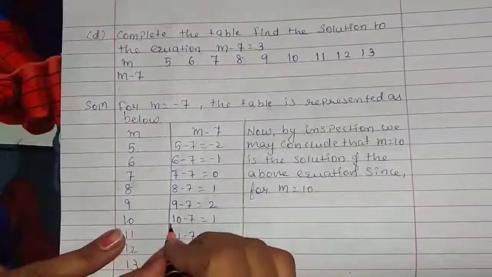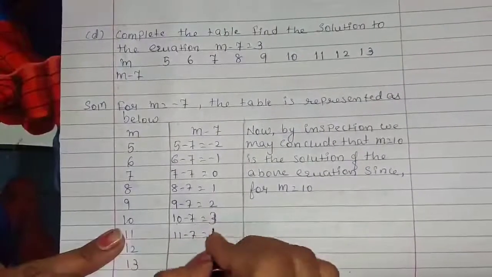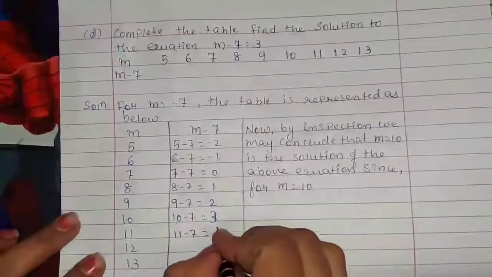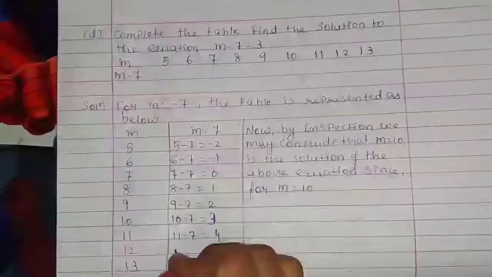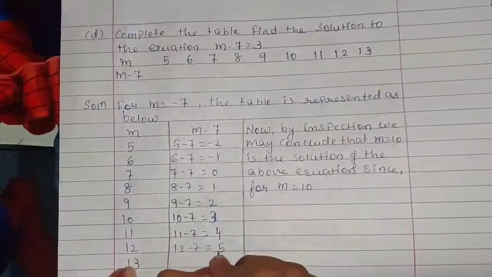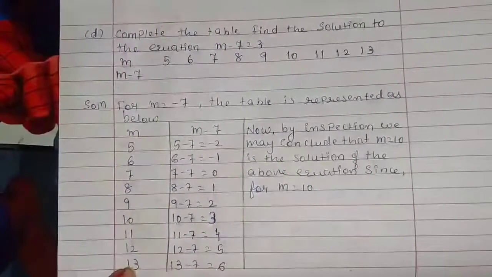If we take m equals 10, then 10 minus 7 equals 3. If we take 11, then 11 minus 7 equals 4. If we take 12, then 12 minus 7 equals 5. And if we take 13, then 13 minus 7 equals 6.